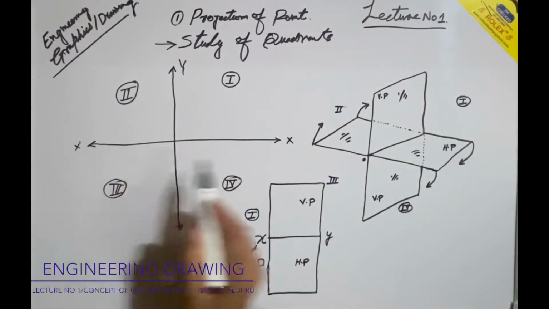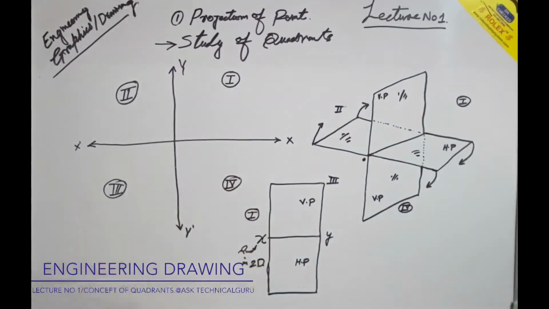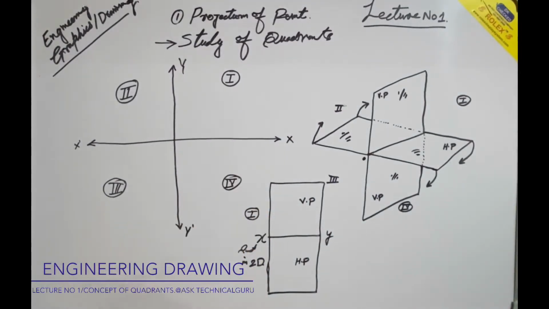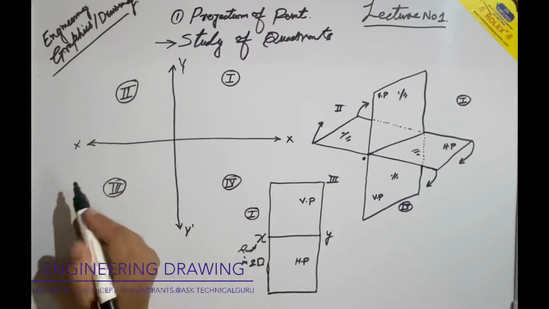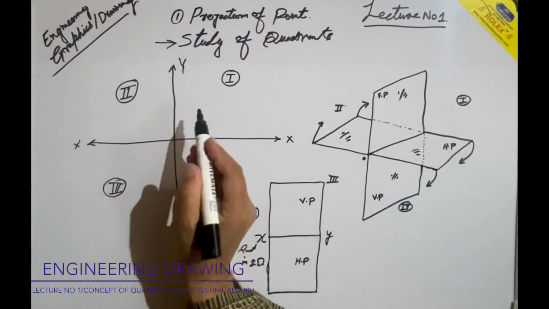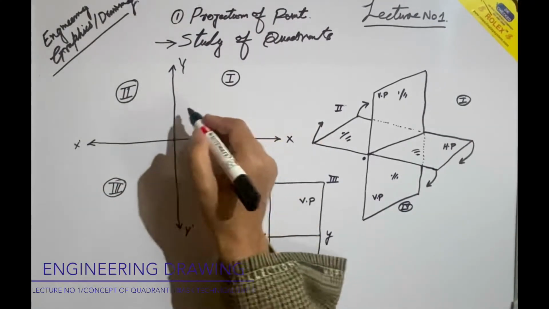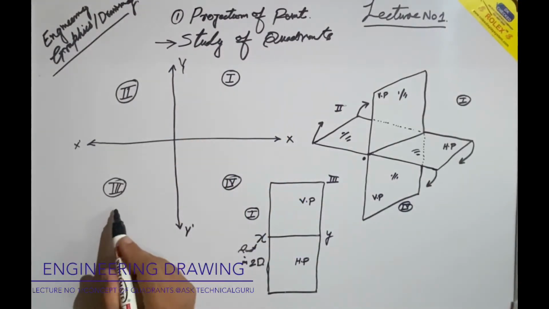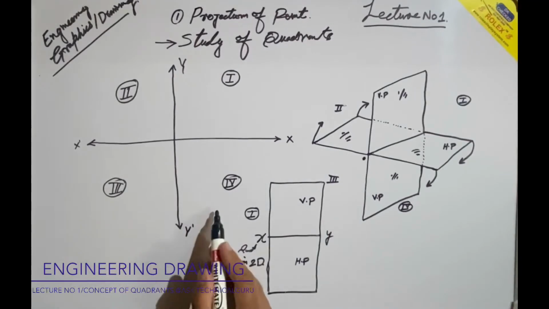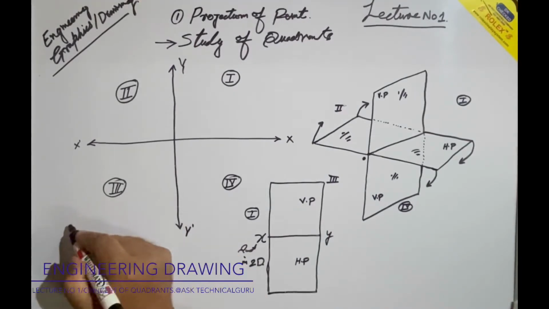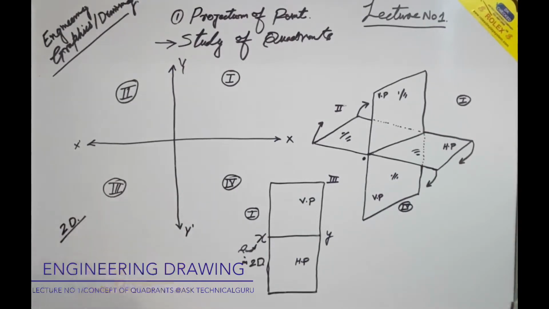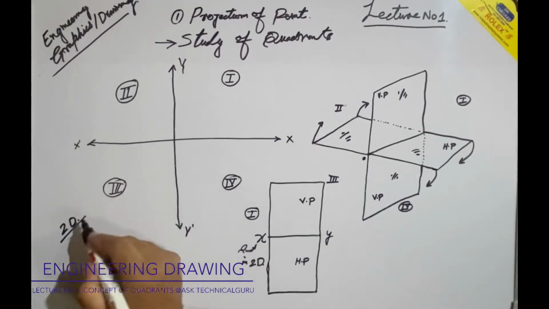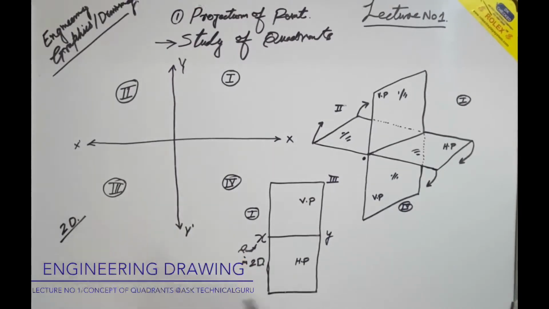We have the x-axis like this. I have drawn this diagram with the x-axis, and we are quite aware this is the first quadrant, this will be the second quadrant, this will be the third quadrant, and this is the fourth quadrant. In 2D, in a two-dimensional view, we are representing the 4 quadrants like this.